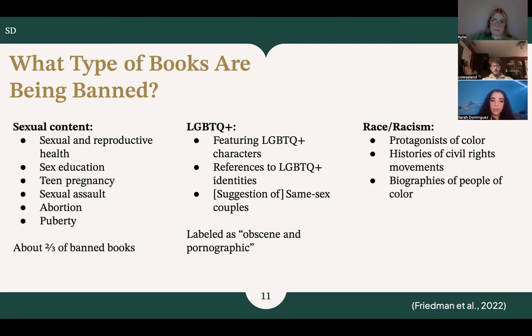And then the third content is mentions of race or racism. This can be having protagonists of color, histories of civil rights movements, or even biographies of people of color. And something else that can occur is there can be multiple of these types of content in a book that would make it even more likely to be banned.